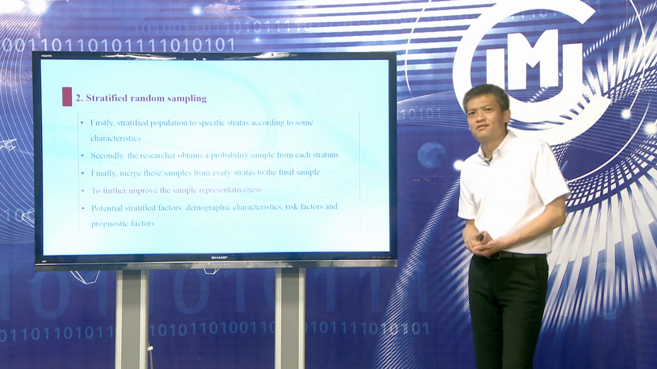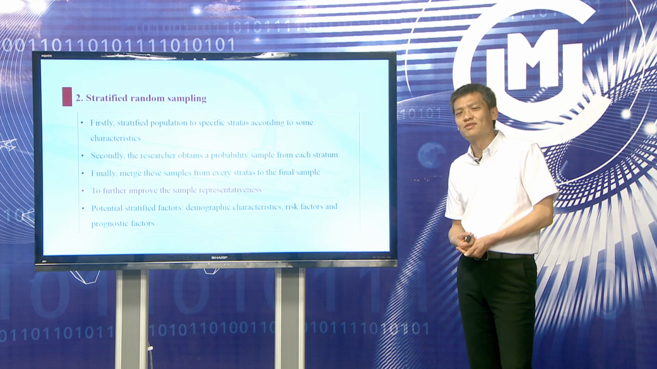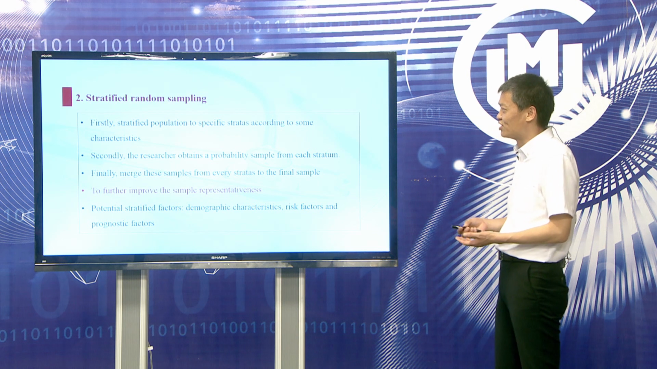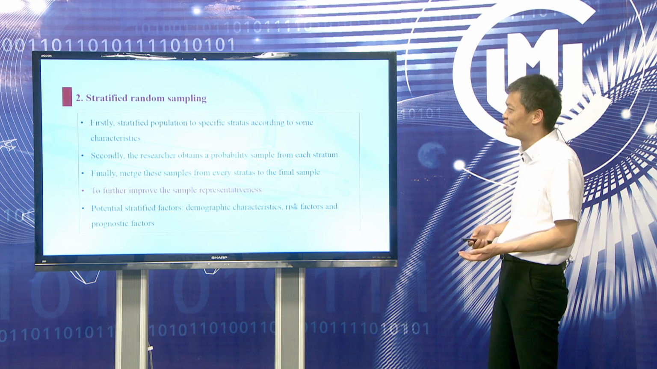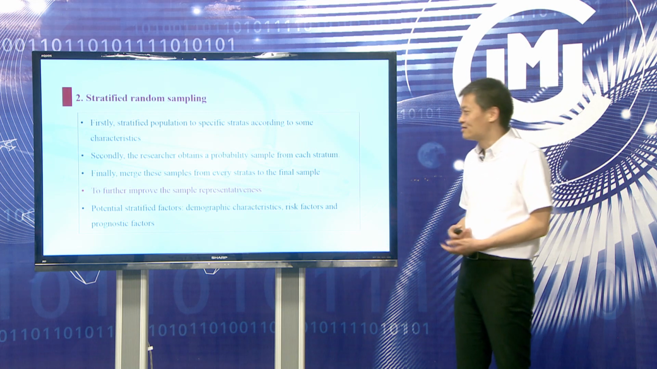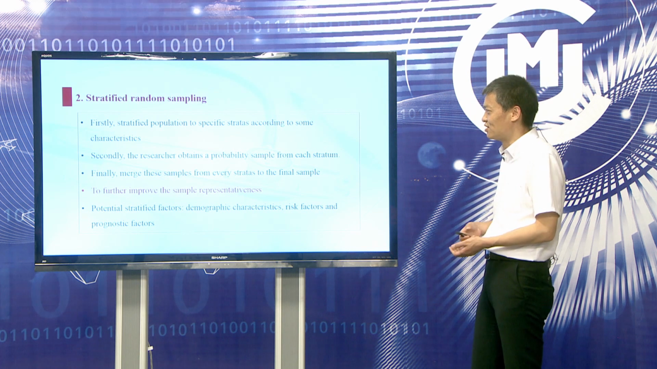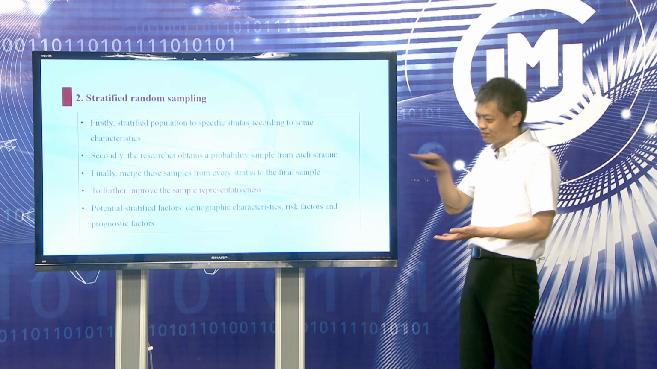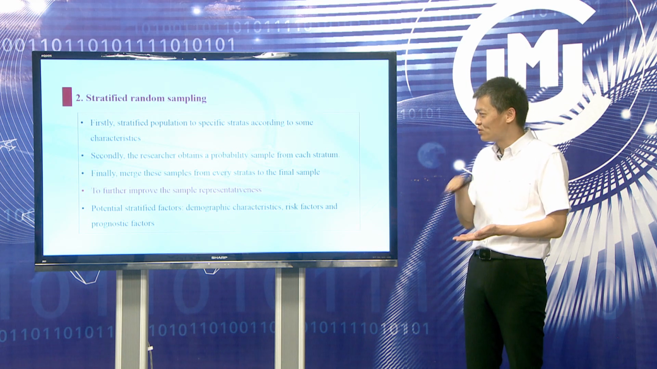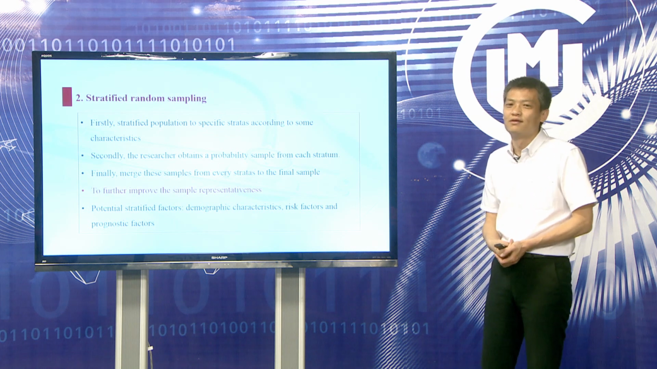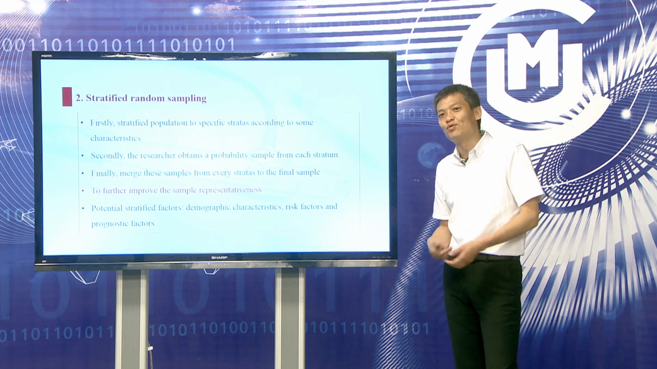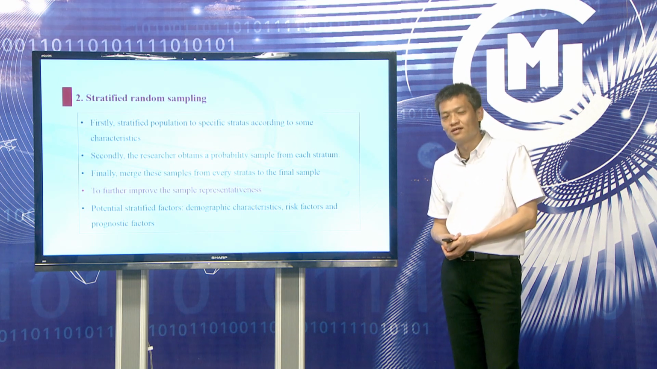And the second random sampling method is stratified sampling. Firstly, stratify all of the population into specific strata according to some characteristics, such as age and sex. Secondly, the researcher obtains a probability sample from each stratum. Finally, merge all these samples from each stratum into the final sample. Thus, stratified random sampling will help us to improve the sample representativeness.